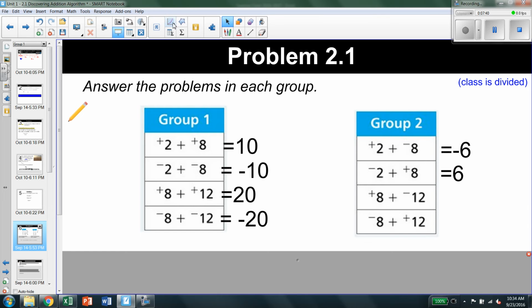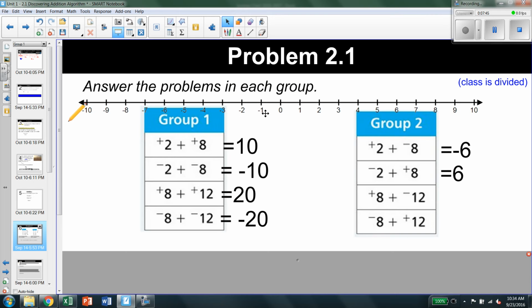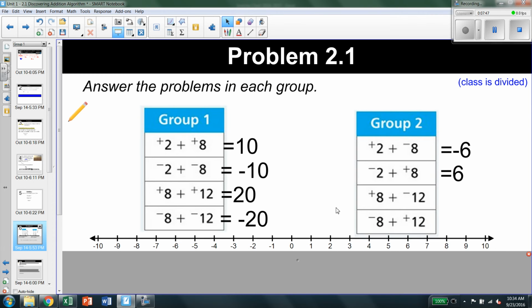You know what, let me give a visual just so maybe that's a little easier to see. Here's our number line, or maybe I'll do it down here. If we started at negative 2, 8 units to the right would have put us at positive 6.